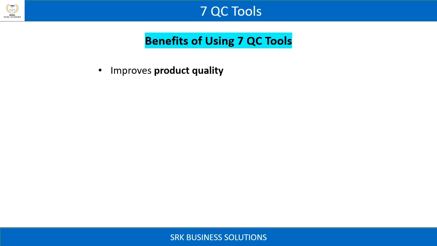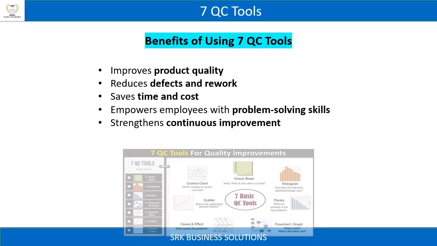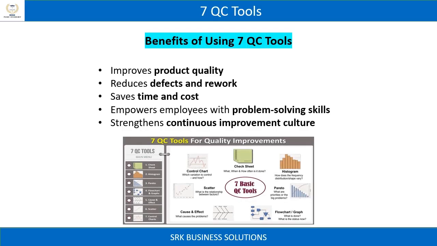When applied consistently, the 7 QC tools bring many benefits. They improve product quality, reduce defects, and minimize rework. They save time and cost by targeting the most critical issues. These tools also empower employees by giving them practical methods for solving problems. Finally, they build a culture of continuous improvement where decisions are based on facts and data rather than opinions.